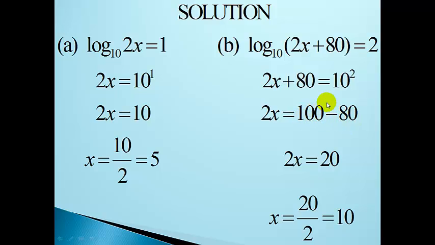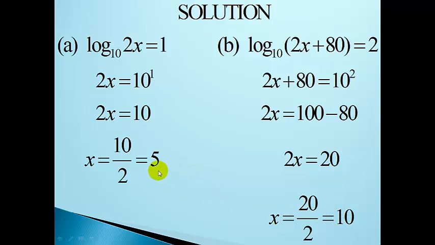Where 100 comes from 10 squared, and plus 80 becomes minus 80 on the right hand side. 100 minus 80 equals 20. So we have 2x equals 20. Now we divide the left hand side by 2 and we divide the right hand side by 2. When we divide the left hand side by 2, we have x. And when we divide the right hand side by 2, we have 20 divided by 2, and 2 goes into 20 10 times. That means that the value of x is equal to 10.